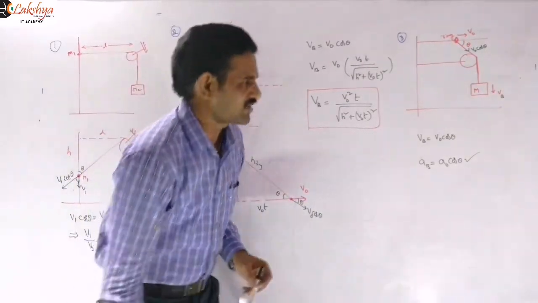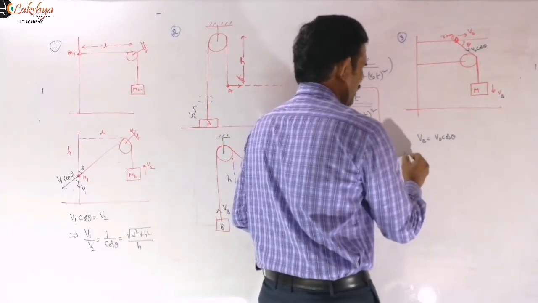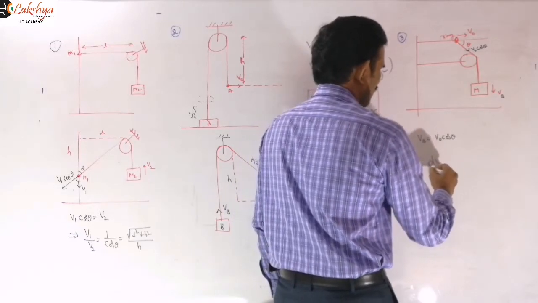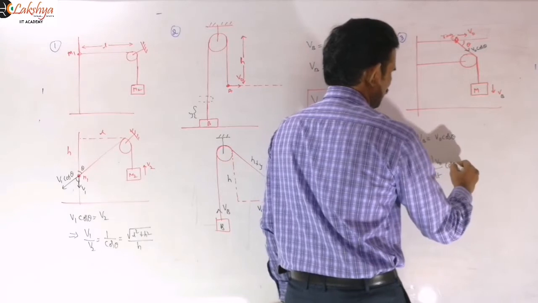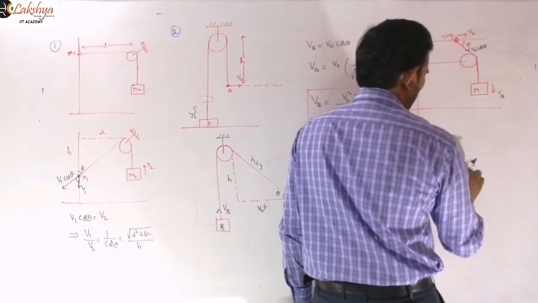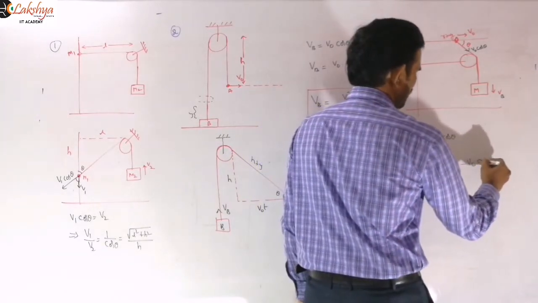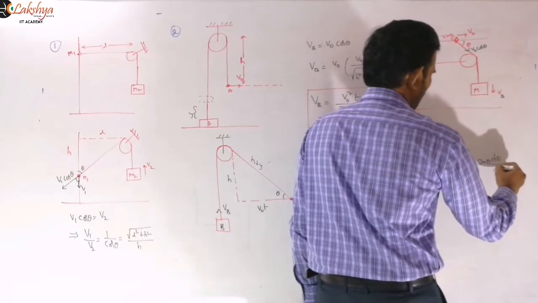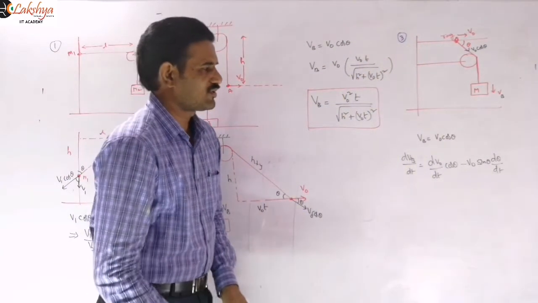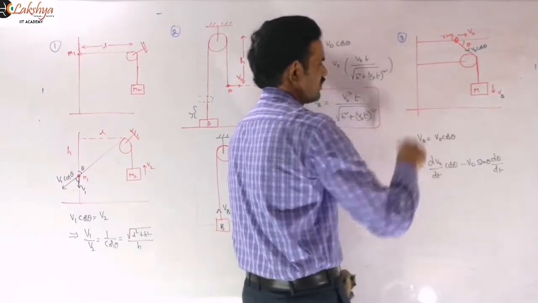If you want to write an acceleration relation for this, then you need to write dv by dt is equal to dv0 by dt into cos theta plus v0 times the differentiation of cos theta, which gives minus sin theta. So minus sin theta into d theta by dt you need to write. So that is actually the acceleration term there. This is the acceleration of this block, and this is the acceleration of the ring.